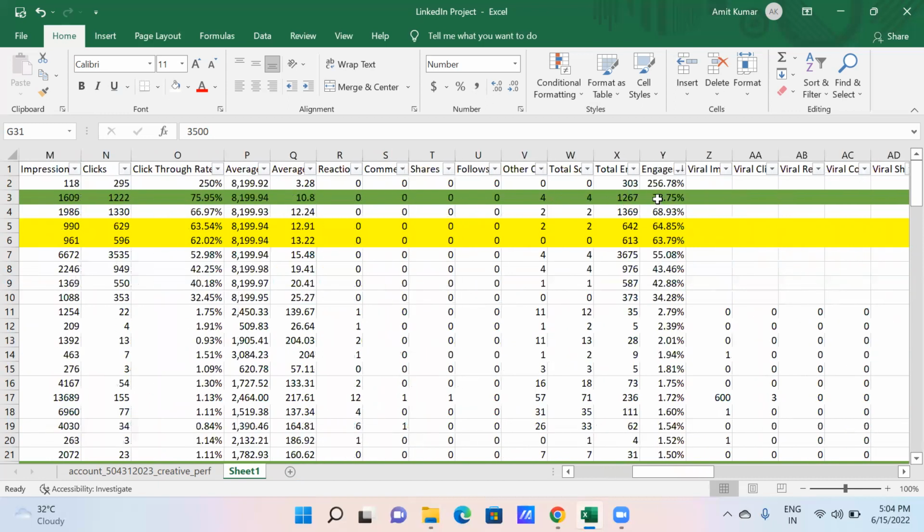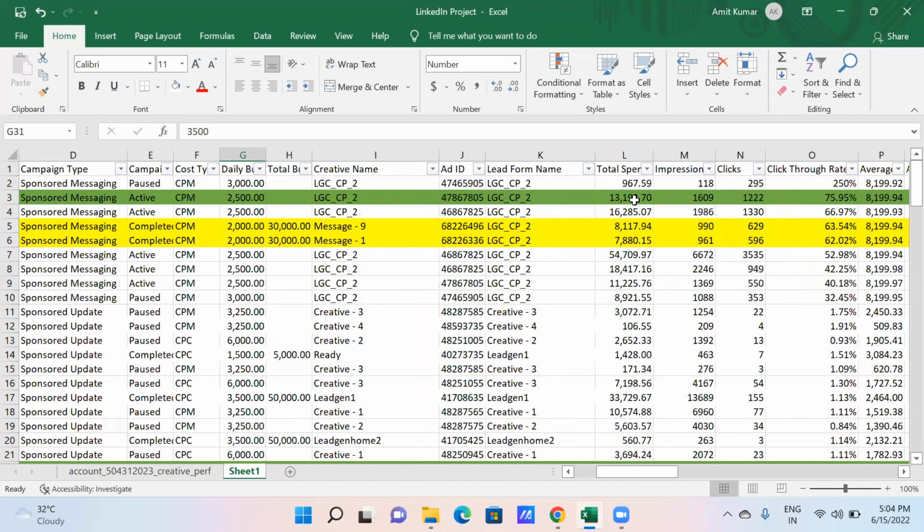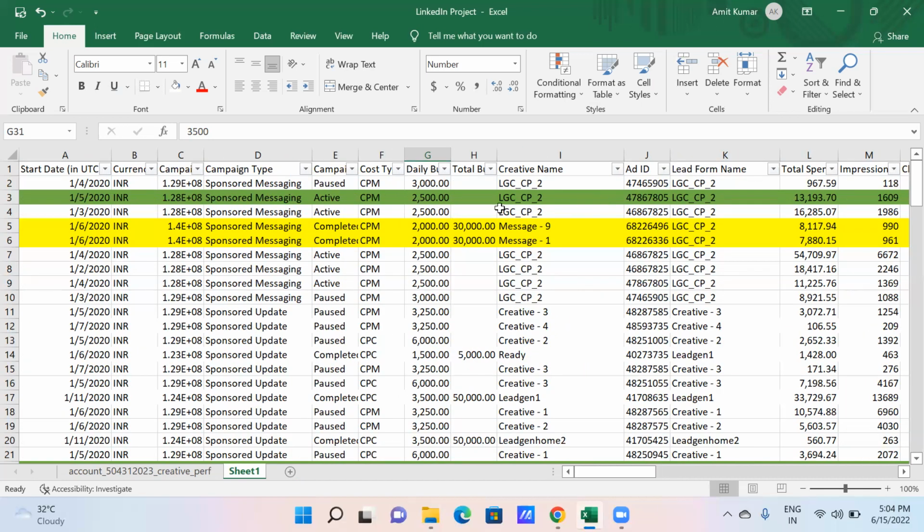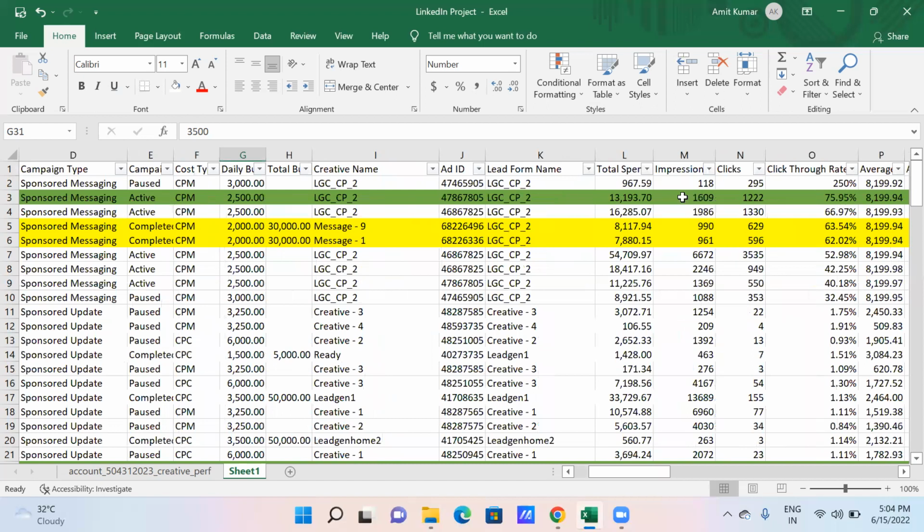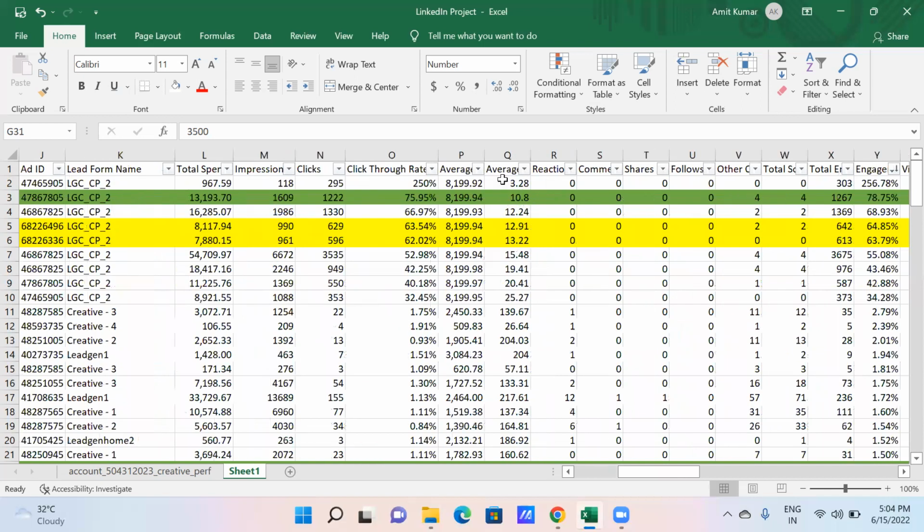So you will see this is one of the messaging campaigns which I think is the best one for the existing set of data. It is the best in terms of all the metrics: total spend versus impressions, clicks, click-through rate, which is 75.9, then the average CPC also 10.8, and then average CPM this much. If you compare these two, engagement is also good.